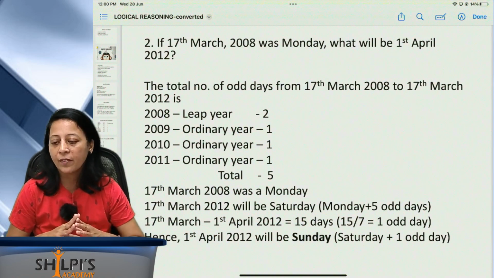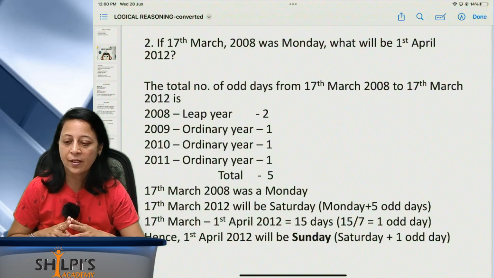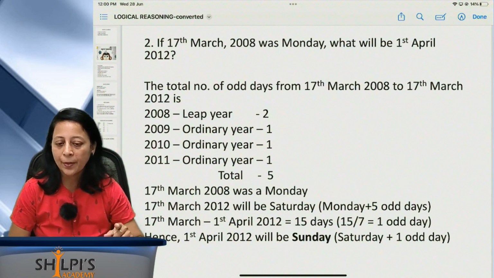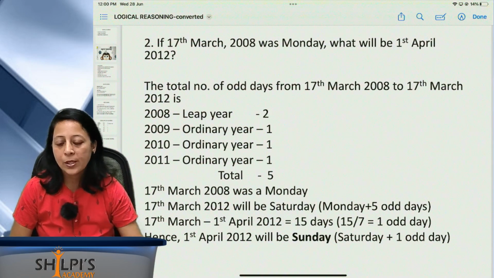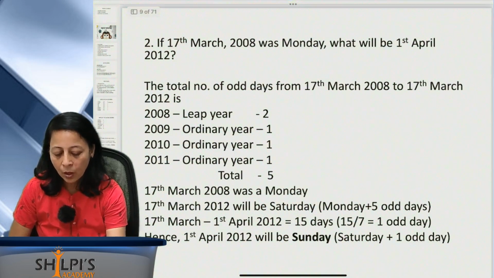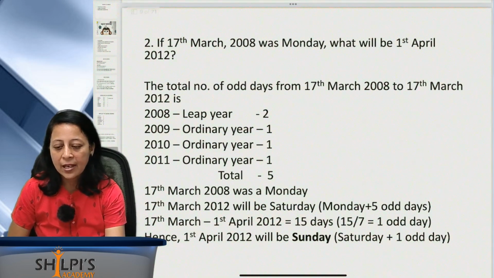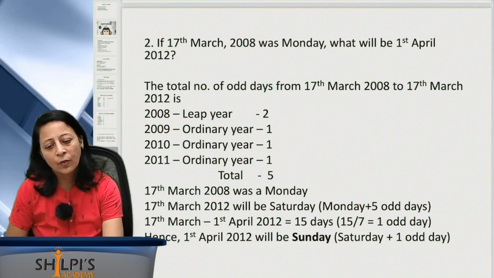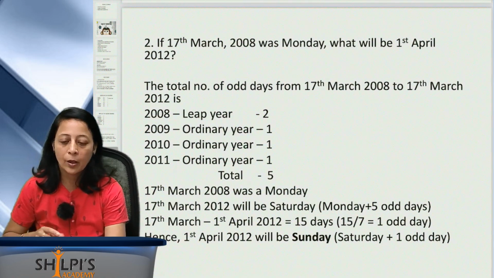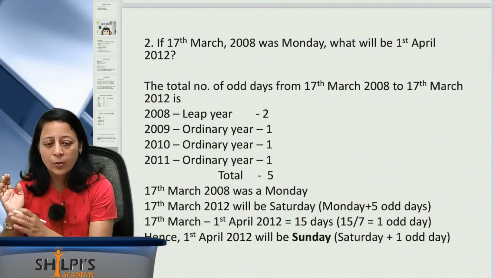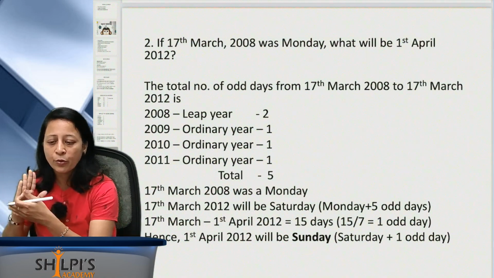And for an ordinary year, which is 365 days, when you divide it by 7, you are going to get 1 day as your odd day. So 2008 being a leap year, you get 2 odd days. 2009 being an ordinary year, you get 1 odd day. 2010 again 1 odd day, and 2011 again 1 odd day. So totally, from 2008 till 2012, we have 5 days as your odd days.